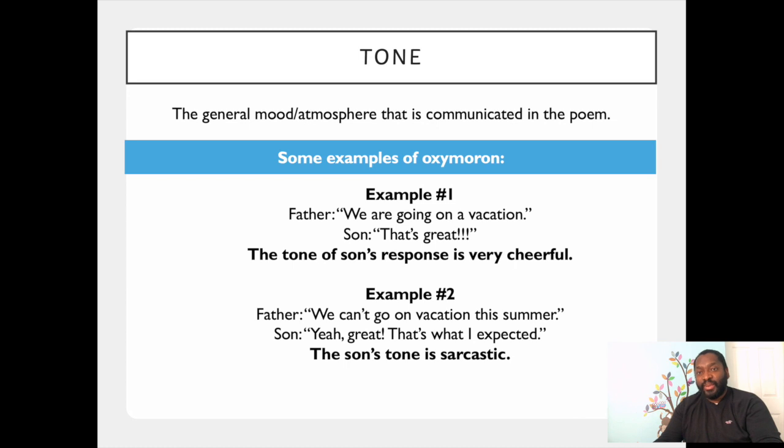Tone. Think about the tone of your poem, the general mood and atmosphere that you want to create and communicate in your poem, often by way in which something is expressed. It helps to control the response of the reader.